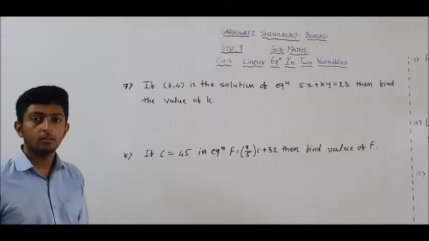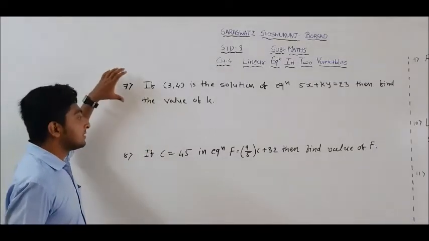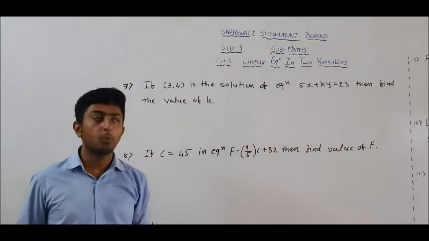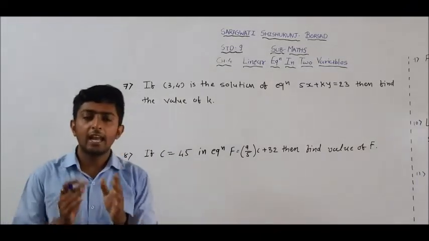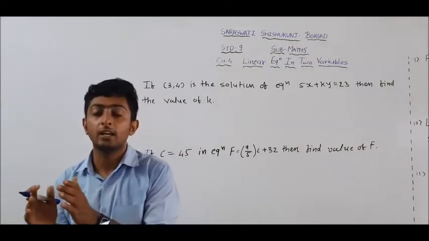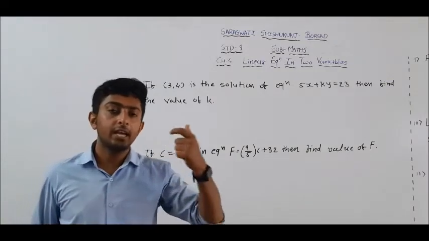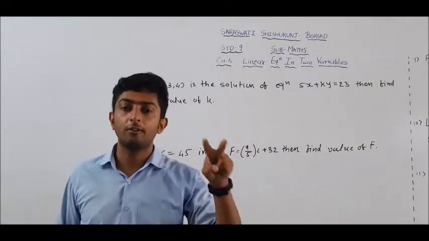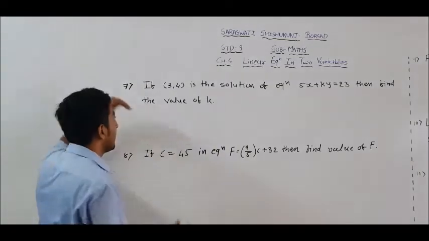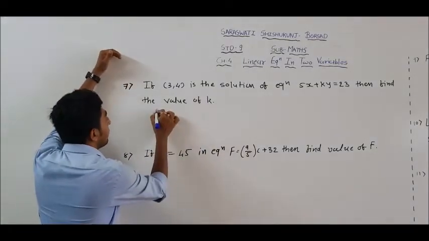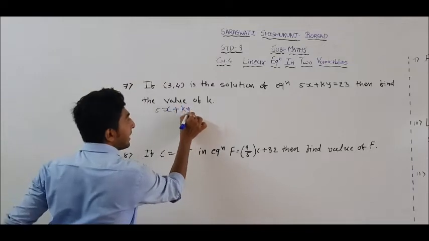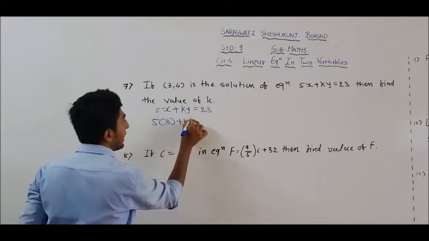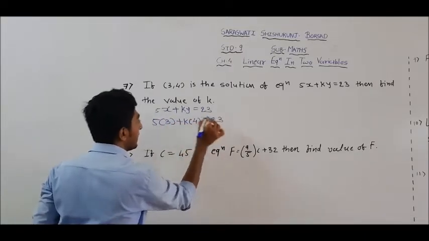Let us see another example. Okay, let us see another question. If (3, 4) is the solution of the equation 5x plus ky equal to 23, then find the value of k. In the last question we discussed how to find the value of k. We know that since it is given that (3, 4) is the solution of the given equation, that means I have to substitute the values of x and y in the given equation. Let us substitute the values of x and y. We have 5x plus ky equal to 23. So 5 into 3 plus k into 4 equal to 23.